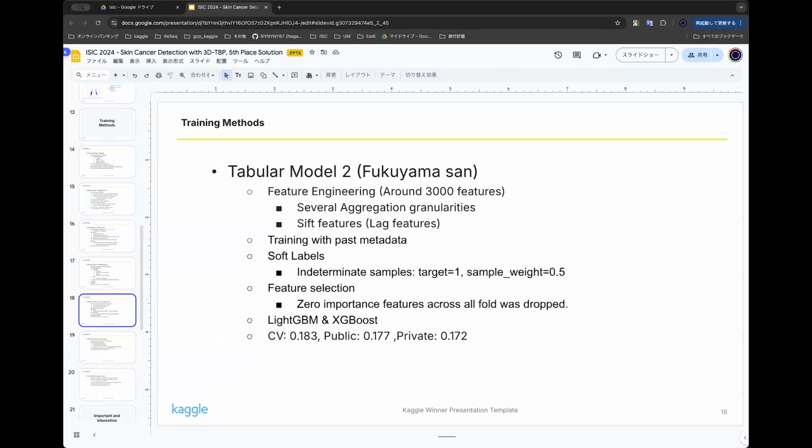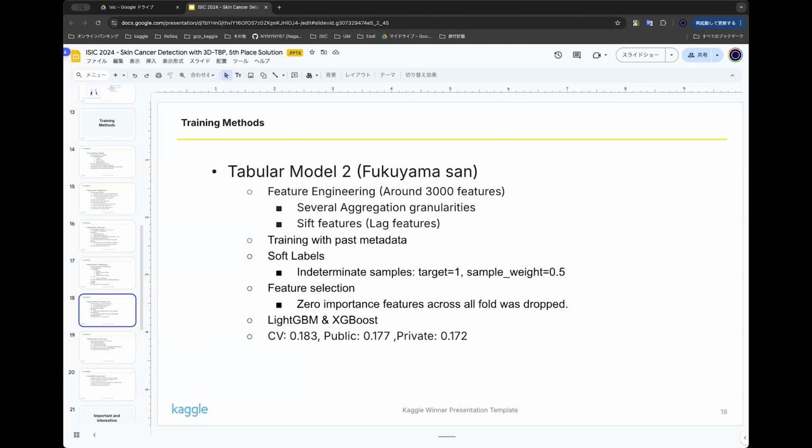Next one is tabular model 2. In tabular model 2 part, we created around 3,000 features. We applied several aggregation granularities, for example, not only grouped by patient ID, location, but also including attribution, tile type, and also created shift features, which treated past patients' ration information as a feature.